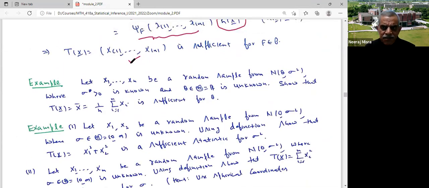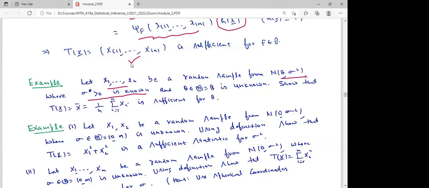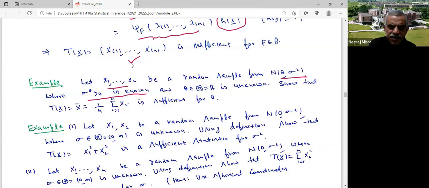Now let's consider a few examples. Let x1, x2, ..., xn be a random sample from normal(theta, sigma square), where sigma is known. So the only unknown parameter is theta, so that x bar is sufficient for theta. Now this is not very difficult to see, because this we have seen.